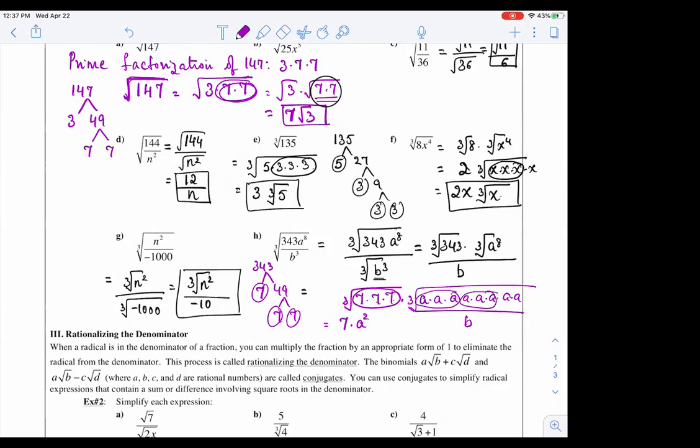Two of the A's: one A from this triple, another A from this triple, but they're all multiplied together. So A times A is A squared. And then what is left in the cube root now? A times A and B. Okay. Yeah, no, B is in the denominator. A times A, which is A squared, and the B without the radical in the denominator. So the final answer is this.